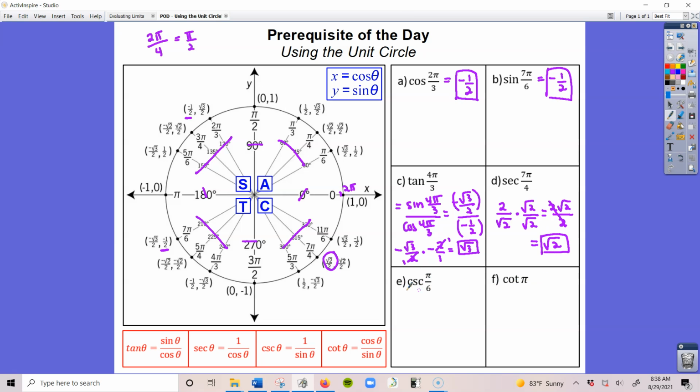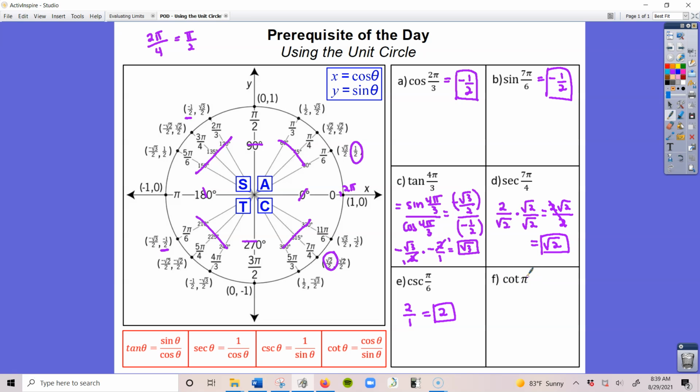Now let's do the cosecant of pi over 6. Since the numerator is just pi, this is in quadrant 1. Cosecant is the reciprocal of sine. So I'm going to take my sine and I'm going to flip it. 1/2, when you flip it, you get 2 over 1, which is just 2.